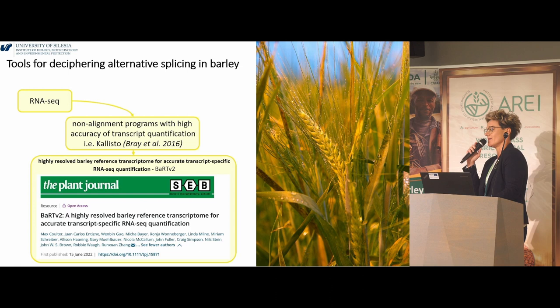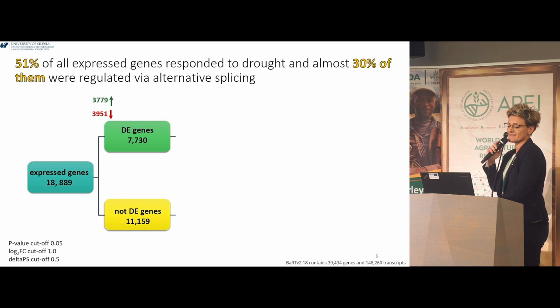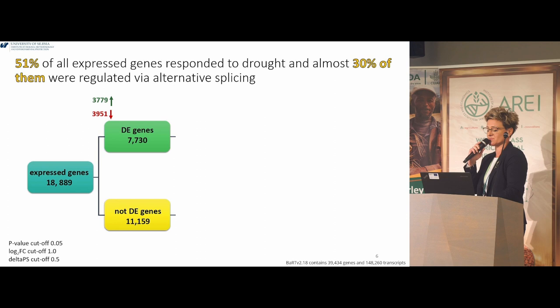We have a highly resolved barley reference transcriptome recently published in Plant Journal. For that reason, we performed drought stress, of course, on the Sebastian cultivar, which is really important for us in Katowice because we also have the Hortulus population, a TILLING population for looking for mutations in genes of interest. So we also performed RNA-seq. And we discovered that more than half of the genes which were expressed respond differentially to drought stress. 30% of them were regulated via alternative splicing.